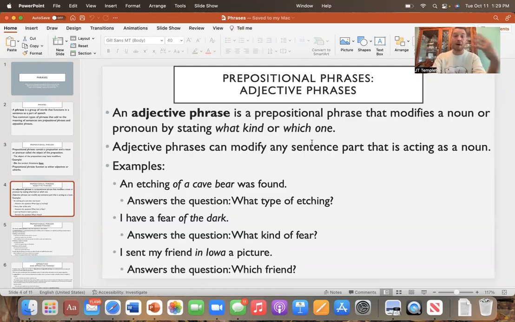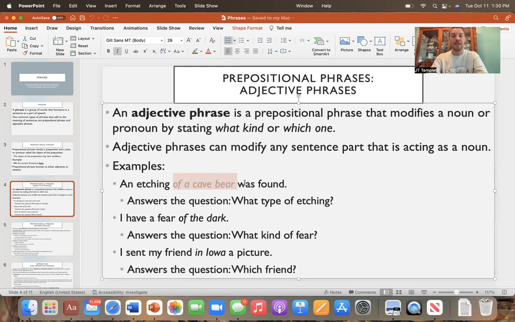An adjective phrase is a prepositional phrase that modifies a noun or a pronoun by stating what kind or which one. Adjective phrases can modify any sentence part that is acting as a noun. So it doesn't have to necessarily be the subject, right? Other nouns can appear at other parts in the sentence and still be nouns. So let's look at this example. An etching of a cave bear was found. Etching is our subject. Following behind it is the prepositional phrase, and then was found is the verb. This is answering the question, what type of etching is it? That of a cave bear.